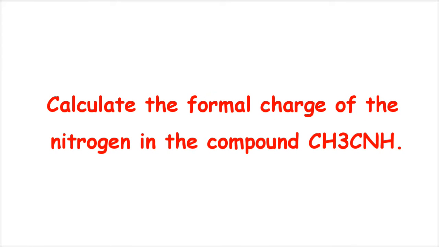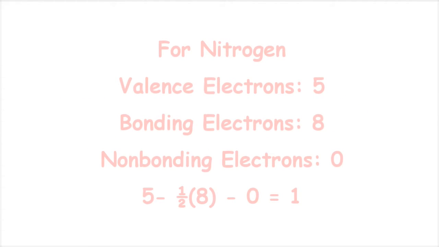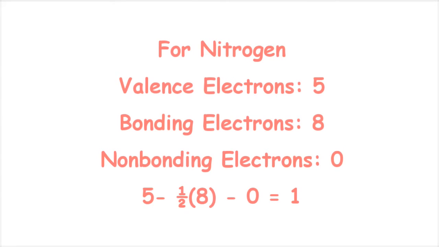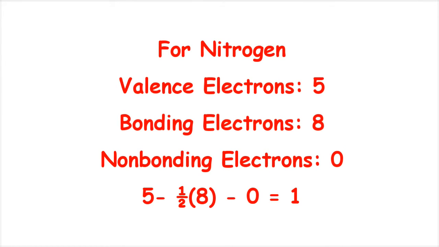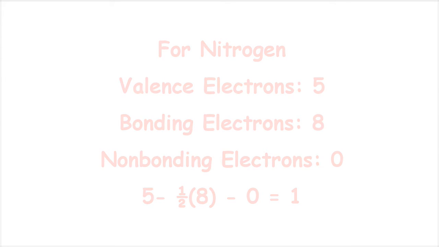Now calculate the formal charge of the nitrogen in the compound CH3CNH. The nitrogen has a triple bond with the carbon, as well as a single bond with the hydrogen. Thus, there are 8 bonding electrons. Half of this is 4, and because there are no free electrons remaining, the formal charge is the amount of valence electrons of nitrogen, 5, minus 4, which means that nitrogen has a formal charge of 1.